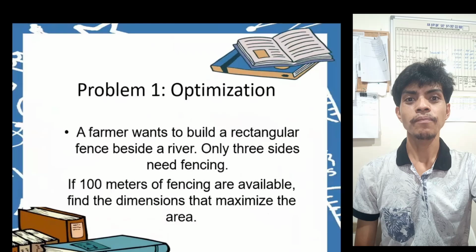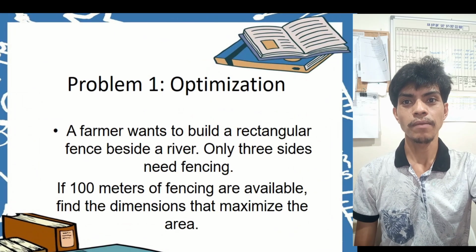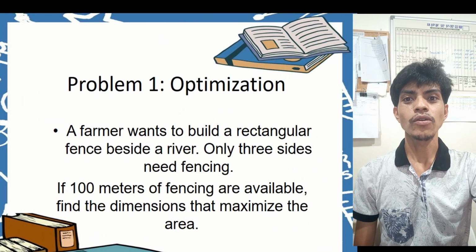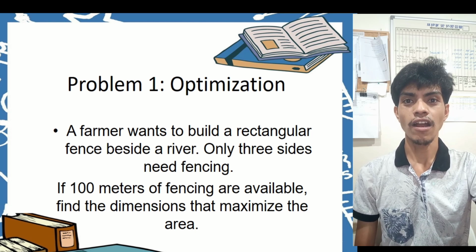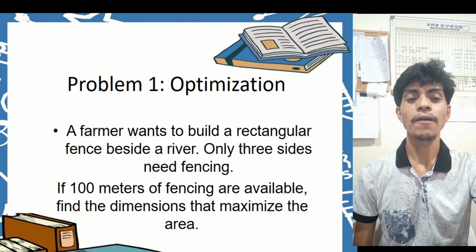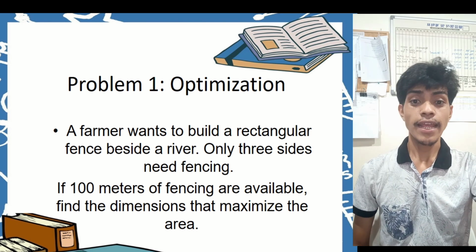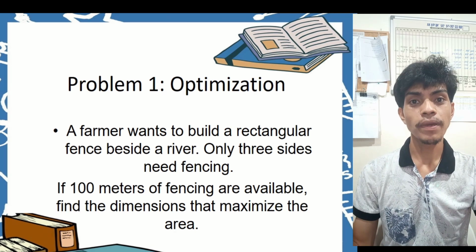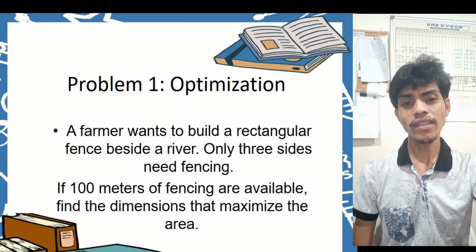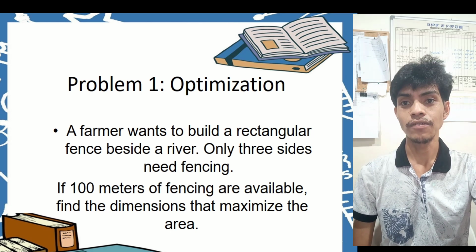In this problem, which is an optimization problem, a farmer wants to build a rectangular fence beside a river. Only 3 sides need fencing because the river serves as the 4th side. If the farmer has 100 meters of fencing, what dimensions will maximize the area?